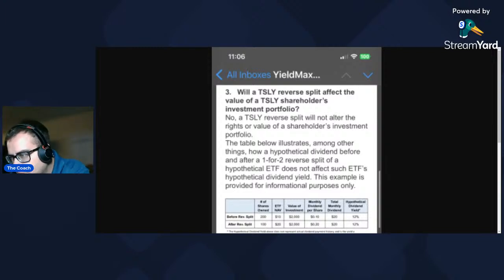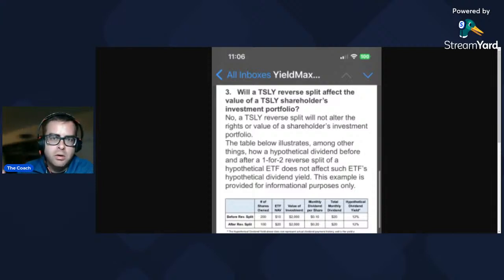So this looks a little blurry, but what you're going to see is 200 shares before split, 100 after split. The ETF's NAV $10, after is $20. Value of investment still 2,000. Monthly dividend per share will double. Dividend dollar amount is still the same, but per share it's higher because you have less shares. And then the dividend yield does not change. So that's important. So keep that in mind. Dividend yield does not change. Dividend per share, the price per share does because you have less shares. So remember that one.